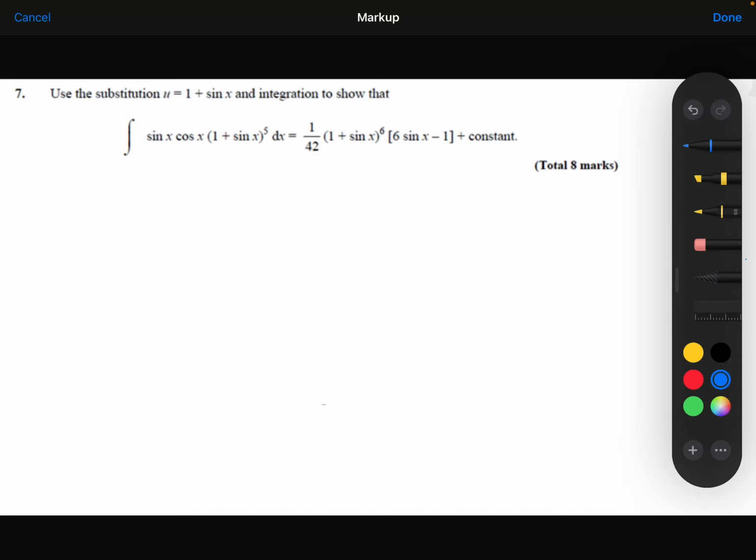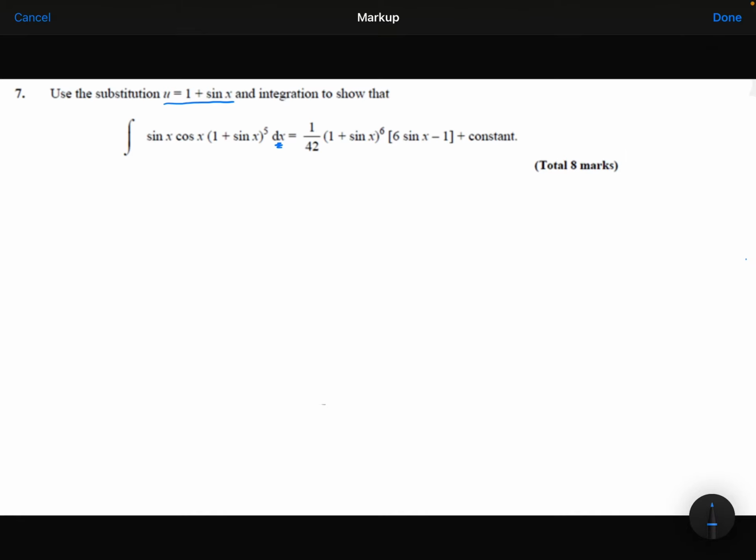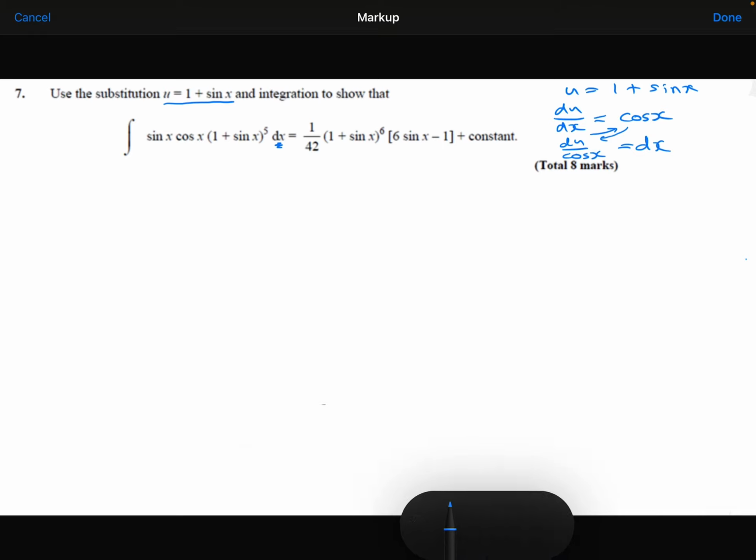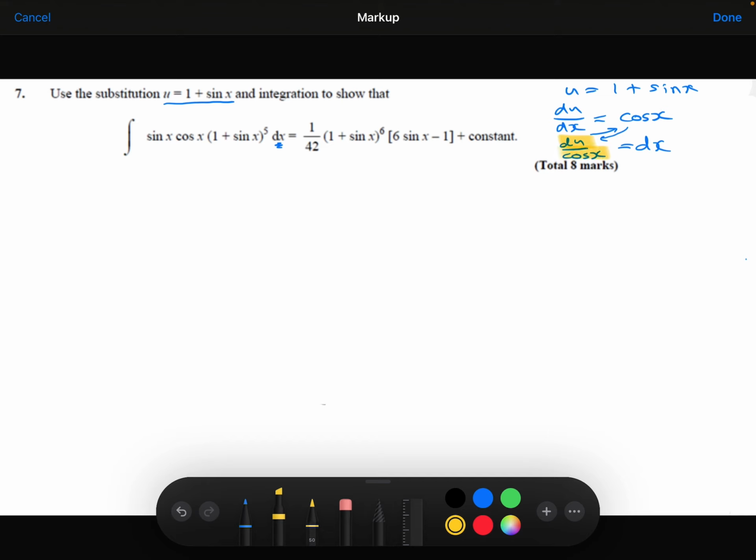So we're going to start off by taking our substitution and differentiating it so that we can replace the dx. So u equals 1 plus sine x, du by dx: differentiating that, the 1 will differentiate to be 0, and the sine differentiates to be cos. Now let's make dx the subject, so I'll move this up here and I'll move this down here. So I find that dx is equal to du over cos x. So let me now substitute this in instead of the dx.